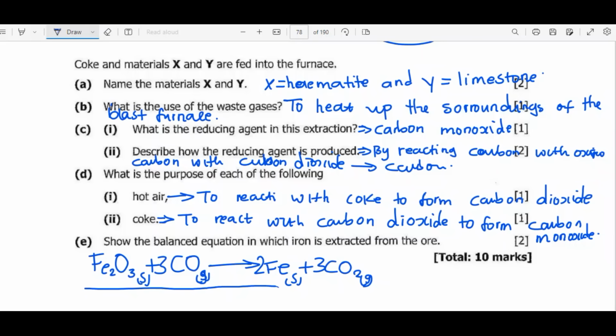So these are some of the questions that you may expect from the extraction of iron. I just wanted to see how I can summarize the extraction of iron based on the questions that we have here.